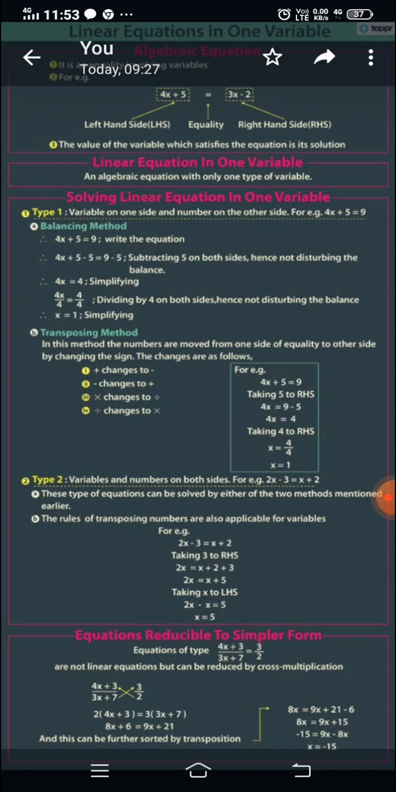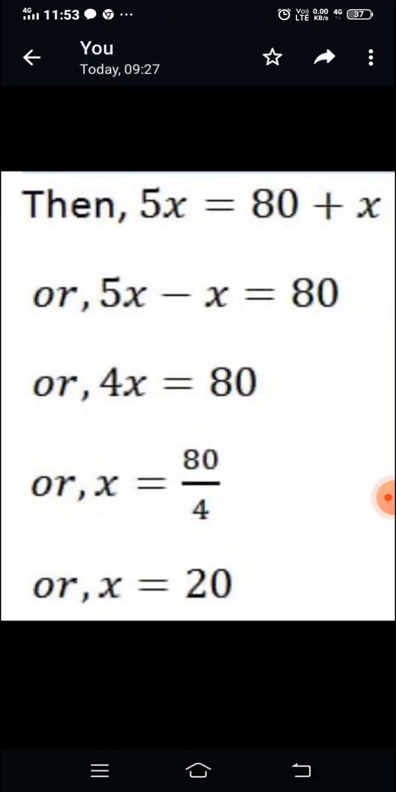A number that divides a variable or a constant on one side, when transposed, multiplies on the other side, and vice versa. Here we have one more example: solve the equation by the transposing method, 5x is equal to 80 plus x. To separate the variable terms, we will collect the variable terms on one side and the constant terms on the other side. So we will transpose x to the left hand side. So 5x minus x. In transposing, the plus sign changes into minus, so x becomes minus x, is equal to 80. So 5x minus x is equal to 4x, is equal to 80.